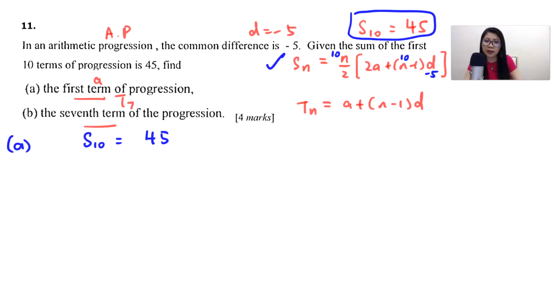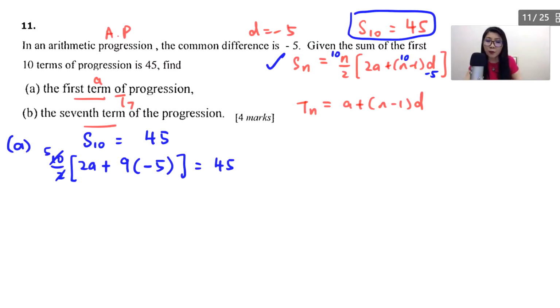So let's solve this. 10 over 2, and then 2A plus, 10 minus 1 is 9, so 9 times -5, then close bracket equals 45. Then we can cancel off this one, so we get 5. The 5 we move over to the right hand side. 45 divided by 5 is 9. This one we expand: 2a minus 45. So 2a is equal to 45 plus 9, which is 54. So a is 54 divided by 2, which is 27. So that is the answer.